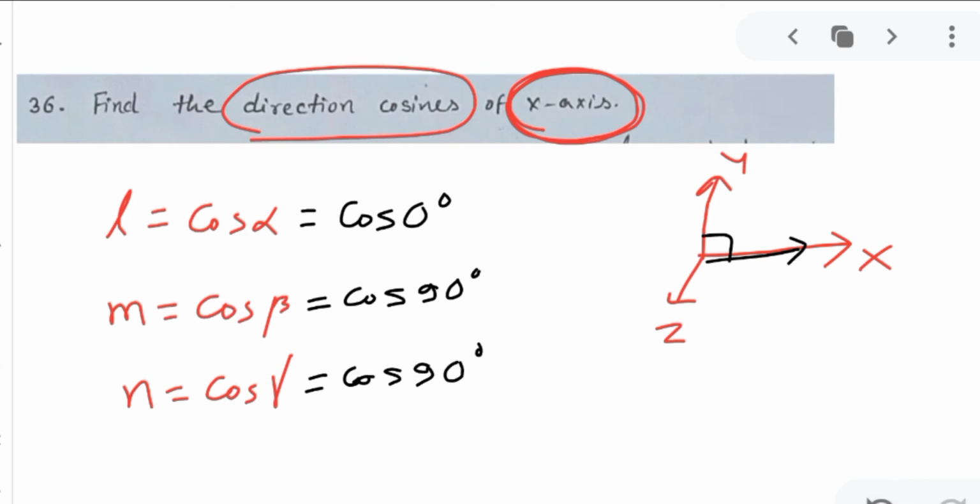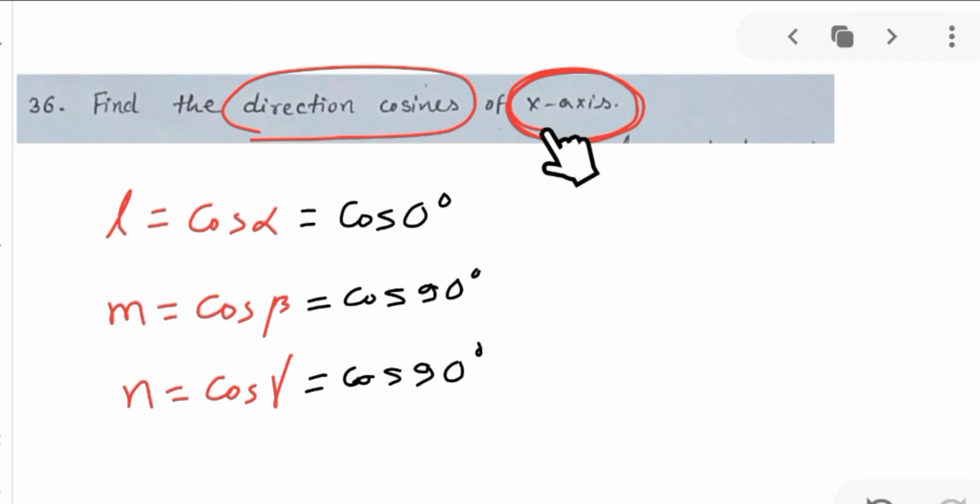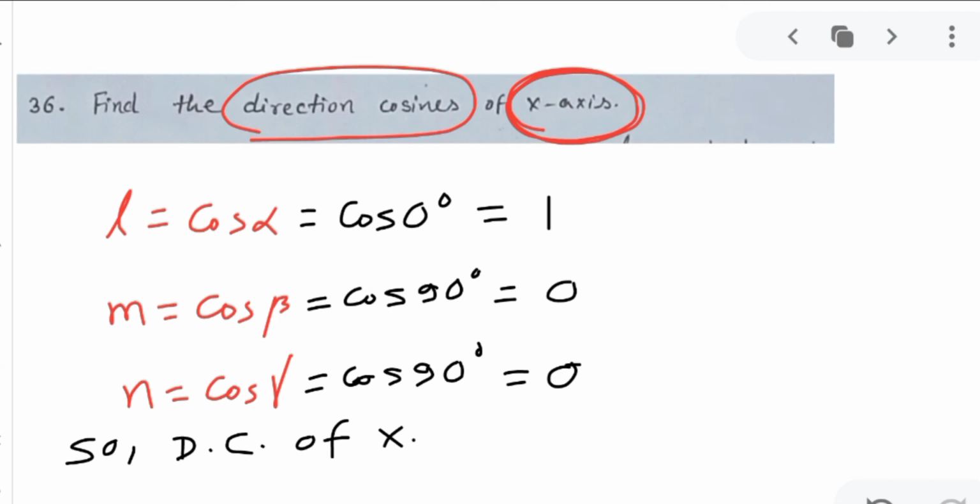Direction cosine of the x-axis we have to find, and the x-axis is making angle 0 degree with the x-axis, 90 degree with the y-axis, and 90 degree with the z-axis. Correct? So cos 0, cos 90, cos 90. Cos 0 means 1, cos 90 means 0, and cos 90 means 0. No need of writing explanation; this is enough. So the direction cosine of the x-axis, L, M, N, is 1, 0, 0. This will be our answer.